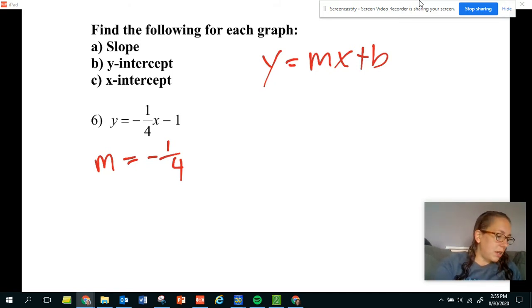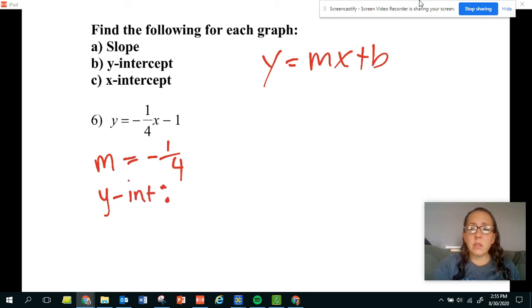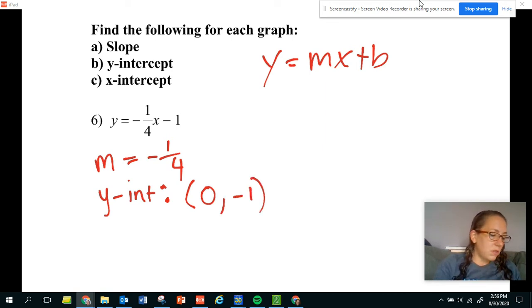My y-intercept, now in these cases, if it's asking you for a y-intercept, technically that's a point. So you should write it as a point with x, y. So it's going to be the point 0, -1. Then for your x-intercept, it's going to take a little bit more work. Not much, but a little.